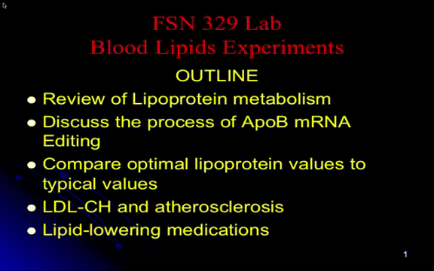So here's the outline. This is what we're going to do. We're going to review lipoprotein metabolism. Then we're going to talk about a process called ApoB mRNA editing. And this is something that we have not discussed before. So I'll talk about the mechanisms of that and then relate it to cardiovascular disease.